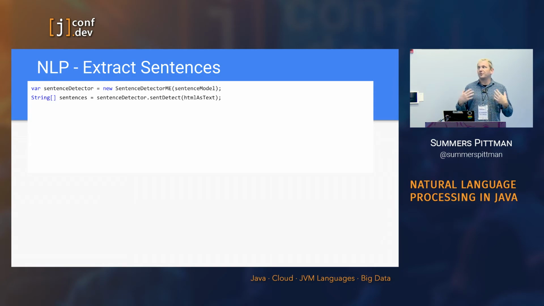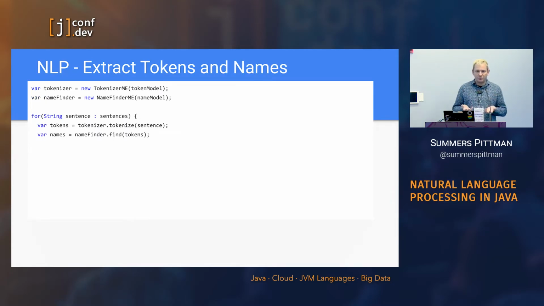Once we've normalized our data, we want to extract sentences. So we can use that sentence model to make a sentence detector, and then we can pass our text HTML, the raw, unformed text, into this detector, and it will return to us an array of strings that are individual sentences. And then we want to extract our name tokens. Just like with the sentence, we pass the token model into the token detector, and we tokenize each sentence. And then with that array of tokens, we can use the name finder that's instantiated from a name model to find the names of the text.